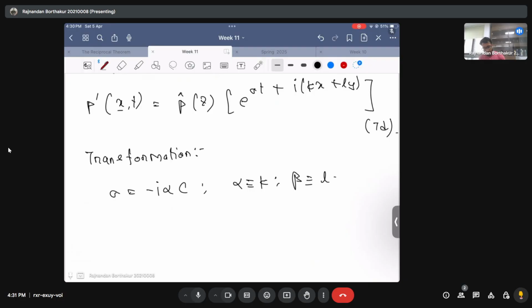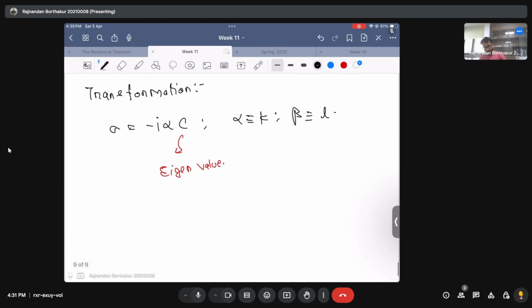So this c is now my eigenvalue, and your k becomes equal to alpha and your l becomes equal to beta. That's it. Remember, my eigenvalue can be real, it can be imaginary, or it can be both real and imaginary. So in general, I can write that my c is some real part c_r plus i times the imaginary part c_i, because eigenvalues can be anything, right? They can be real, imaginary, or a mixture of real and imaginary parts.